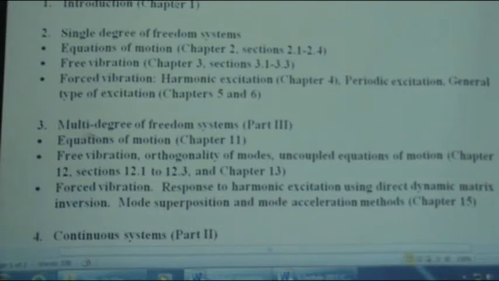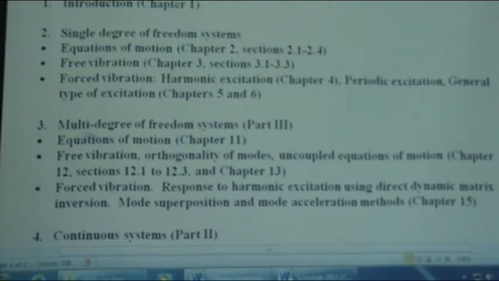We'll talk about then single degree of freedom systems. Single degree of freedom systems are defined, their position is defined in terms of a single variable, a single independent variable. So you just need one number to define the position of the system. And that is the degree of freedom.